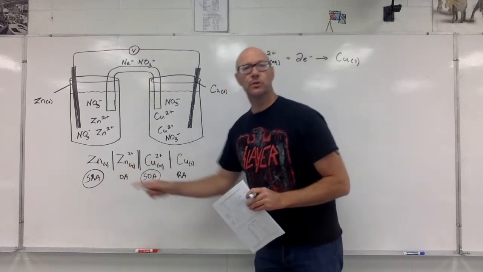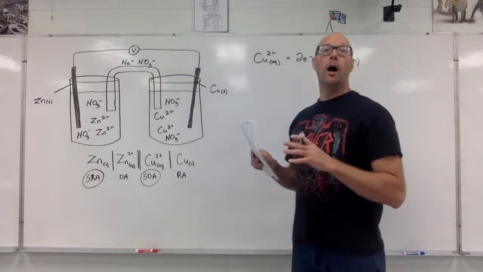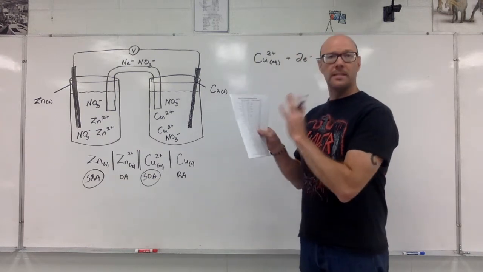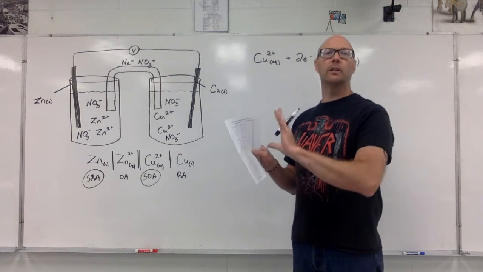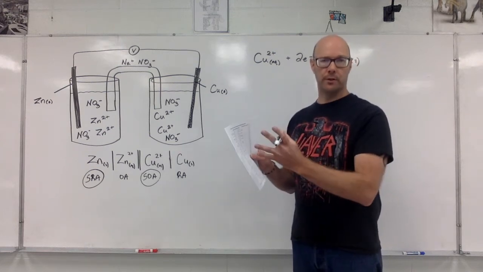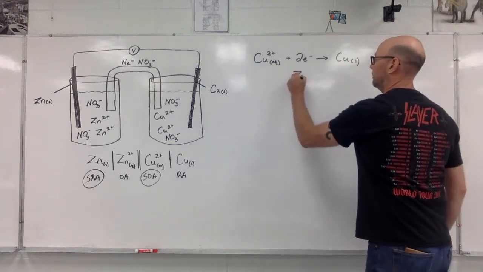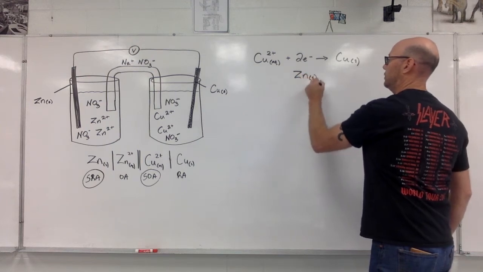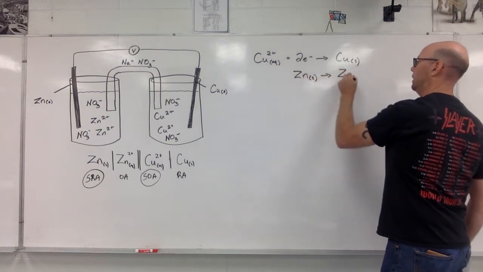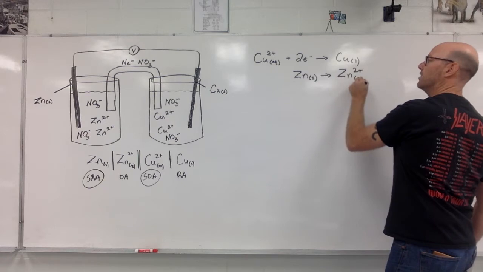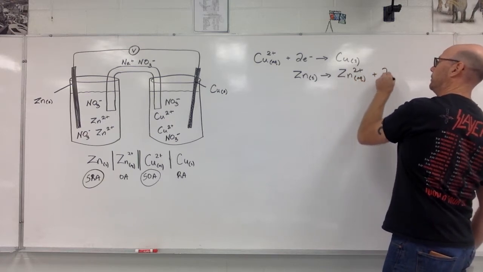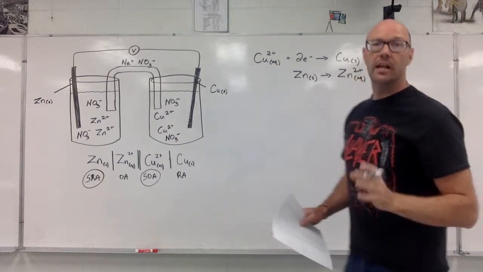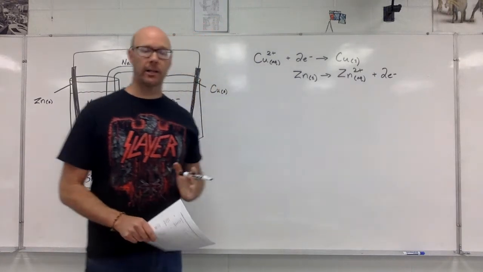The strongest reducing agent is going to be oxidized. That's where we take the half reaction from the data booklet and copy it down in reverse. Zinc solid being oxidized into zinc ions and 2 electrons.